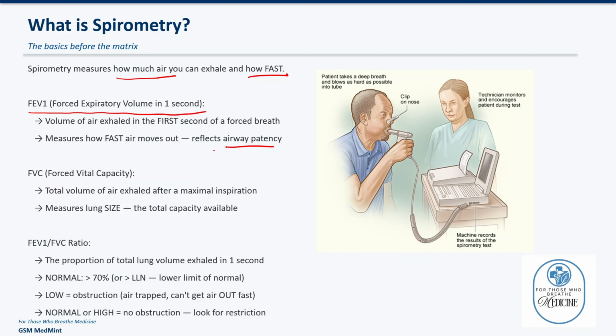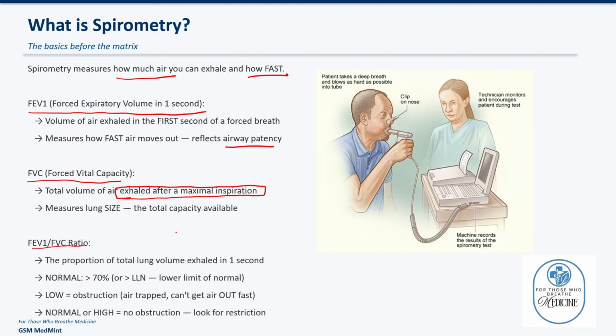The FVC, the forced vital capacity, is the total volume of air exhaled after a maximal inspiration. It measures the size of the lung, how big it is and how much total capacity there is. The FEV1 over FVC ratio is the proportion of the total lung volume exhaled in 1 second.